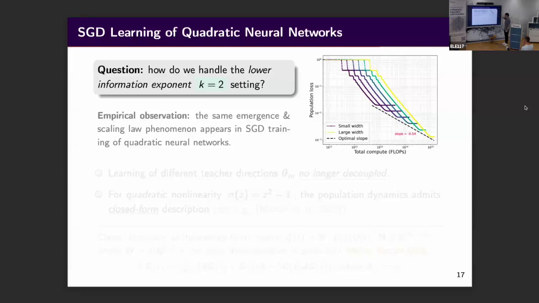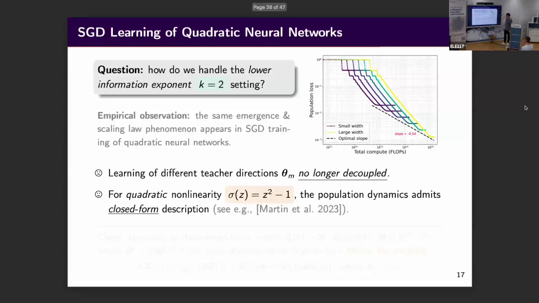Right. So empirically, you see the same scaling law, this good behavior. But the issue is that now you don't have this decoupling between different directions. So it's not going to be true a priori that each student neuron will just converge to the biggest teacher neuron. So this is bad. The nice thing is that if we specialize to this one particular activation function, just the quadratic activation, not a general activation with information exponent 2, then there's a nice looking closed form for the population dynamics. This has been used in many prior works, for example this paper by Martin et al. at AI Stats 2 years ago.